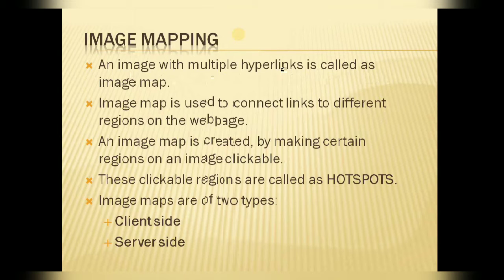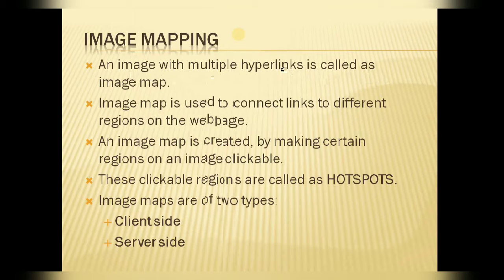So this is again asked for your fill in the blank. Clickable regions on the image map are known as hotspots. So image map is basically of two types. The first one is client-side image map. The second one is server-side image map. We are going to study client-side image map.